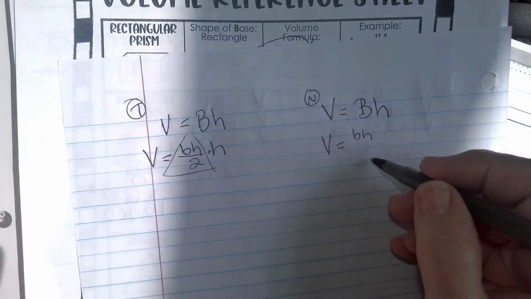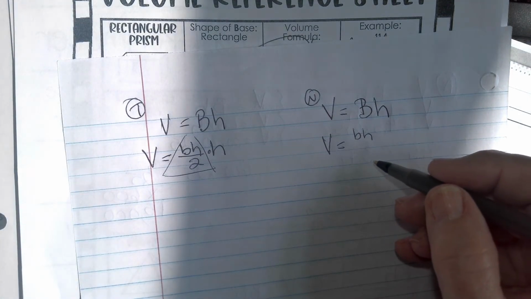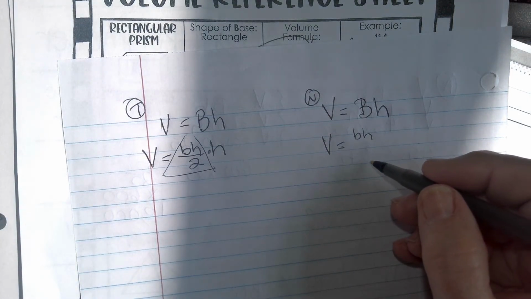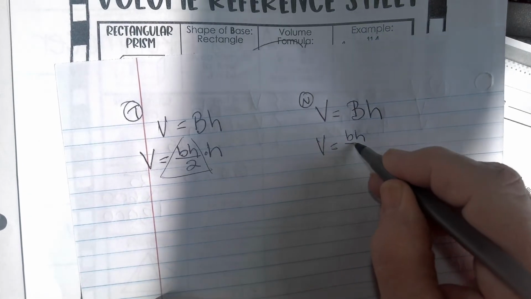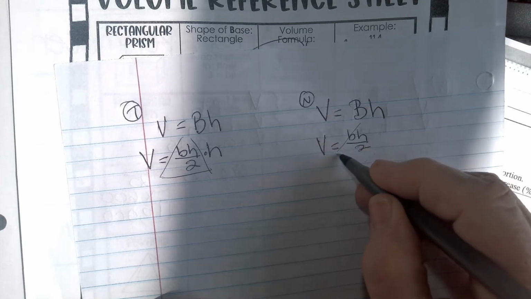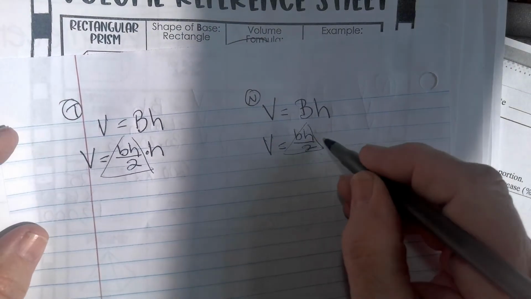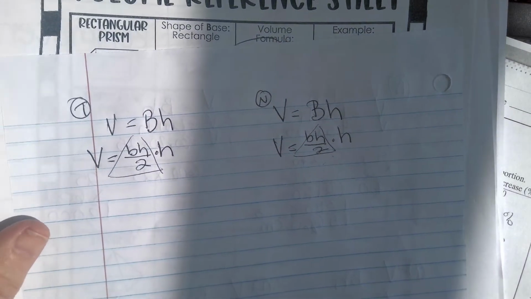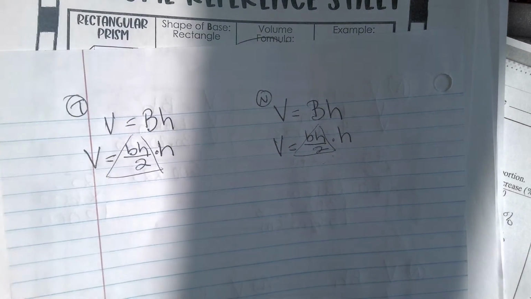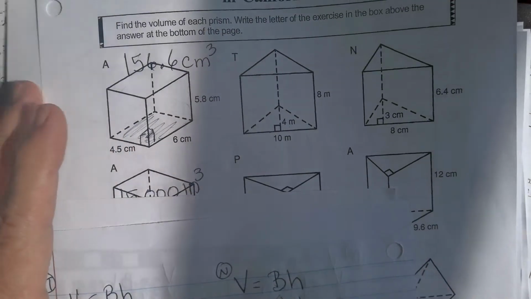Again, think if the last test was hard because you weren't focused and you weren't paying attention. This one's going to be doubly hard. So you have to make sure that you are focusing and concentrating. All right, base times height divided by 2, again, is the triangular base formula times the height of the whole prism. So you should have those down.